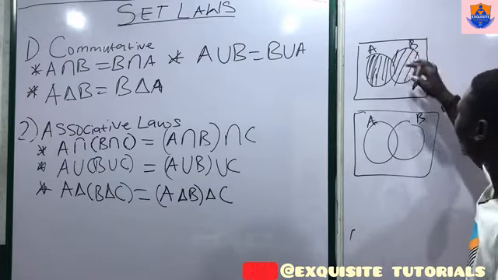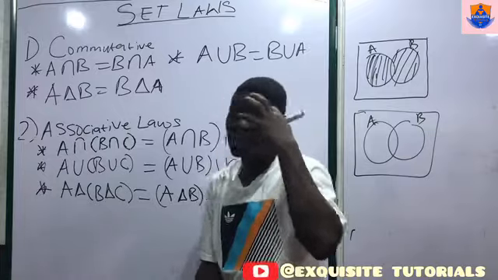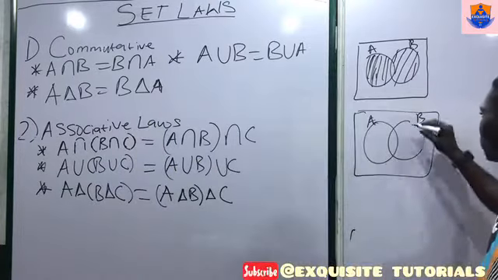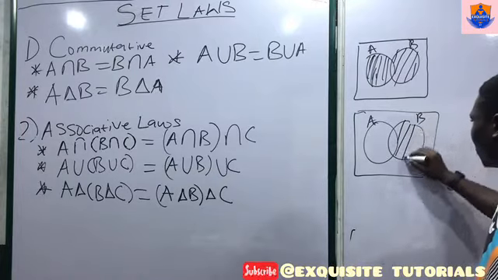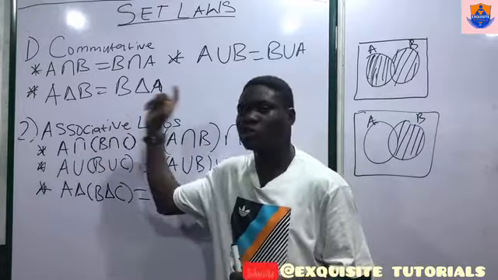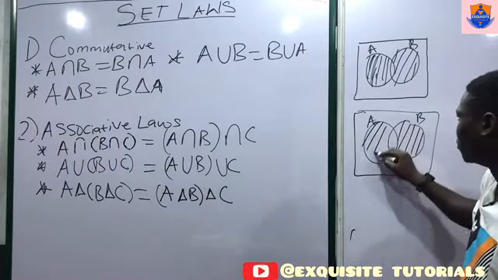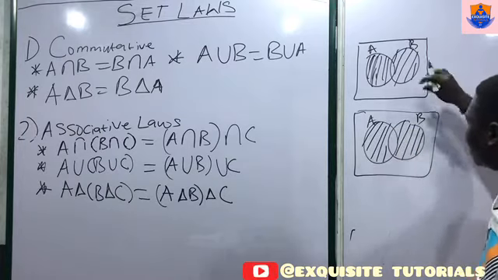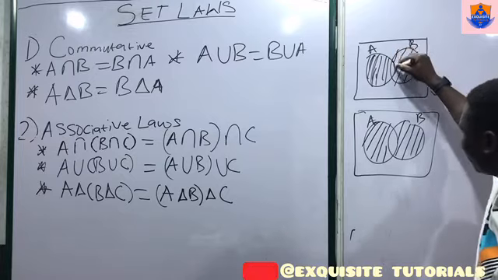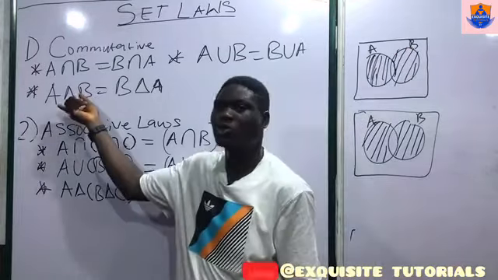Now we want to verify if it is the same thing as B symmetric A. Now B symmetric A are those elements in B but not in A, and adding it up with those elements that are in A but not in B. So whatever I get here is the same as this. This intersection part is not among them. So it means that the symmetric difference is actually commutative.